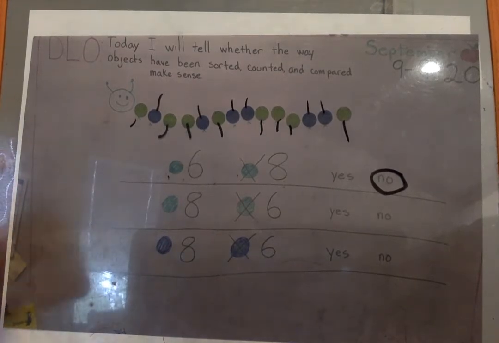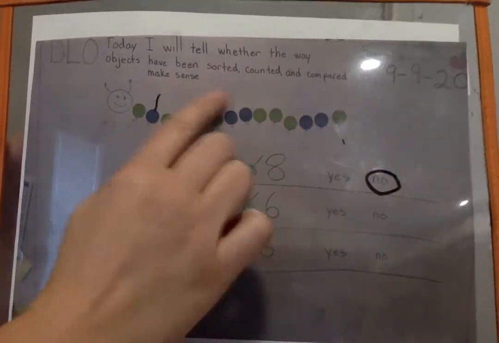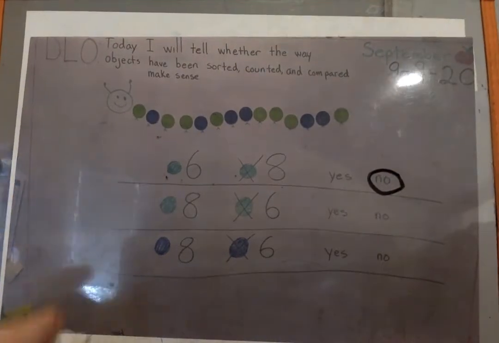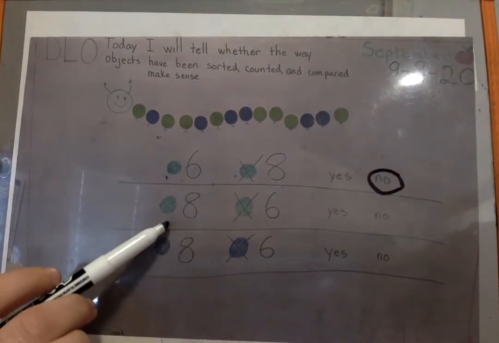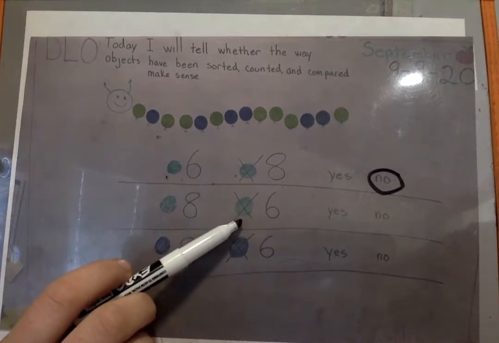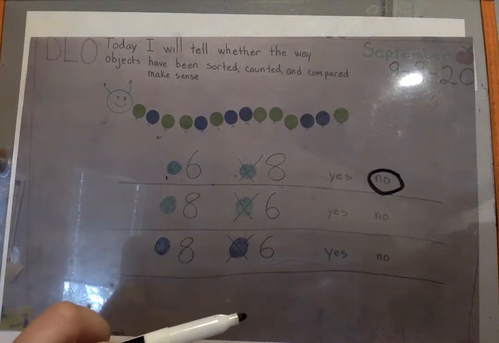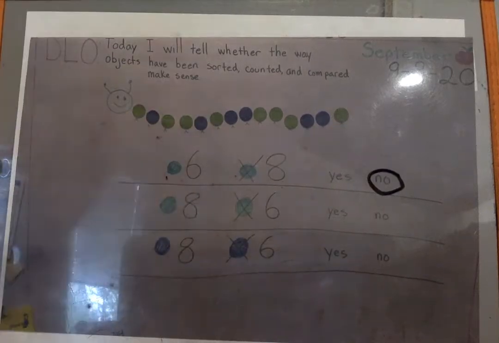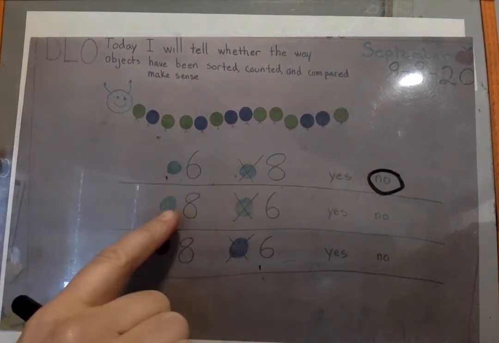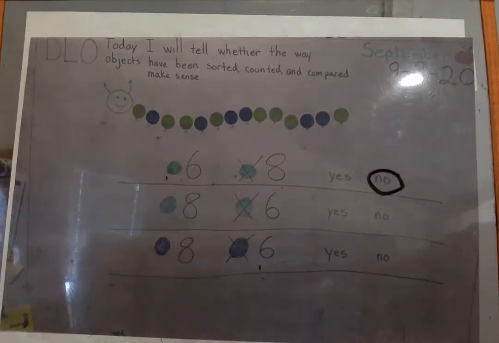Now, I'm going to erase my little dashes so I can count again if I need to. Let's go to the next statement. It says there are 8 green circles and 6 non-green circles. I need to explain if this is correct or not. So I need to count my caterpillar. I'm just going to write my name. Write your name. Let's see if we have 8 green circles and 6 non-green circles.